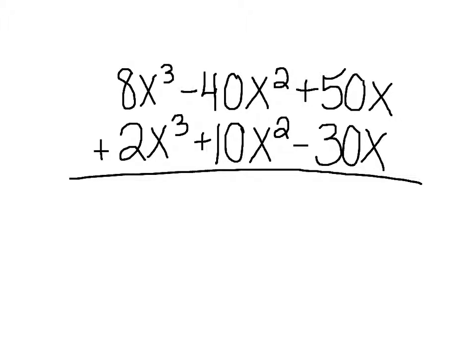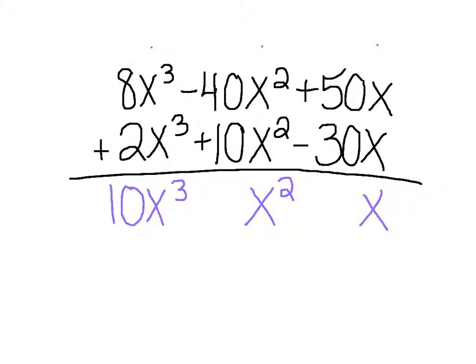Looking at another example, we're going to do this one in vertical form. I personally like vertical form because you line up the like terms together, and then all you have to do is add the coefficients. So here I have all of my x cubes together, all of my x squareds together, and all of my x's. Because we're adding and not multiplying, we're going to keep our variables the same, and then add the coefficients. Coefficient is the number in front of the variable. So 8 plus 2 is 10.